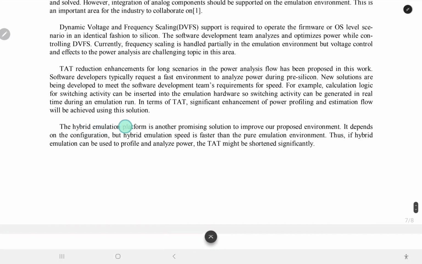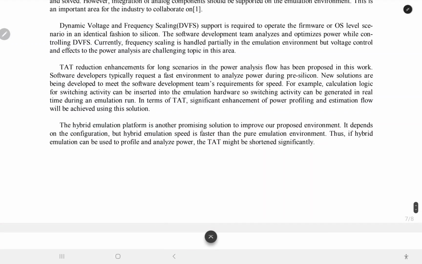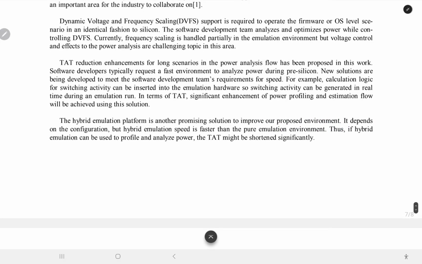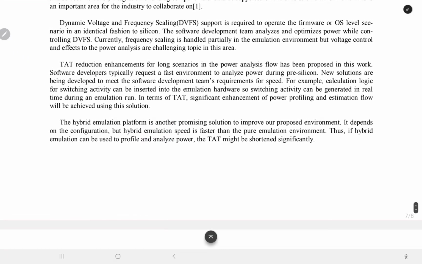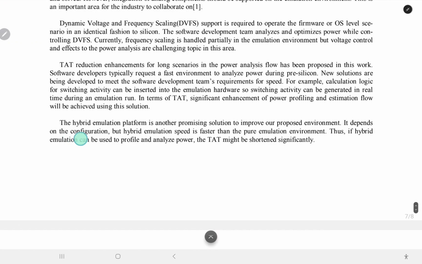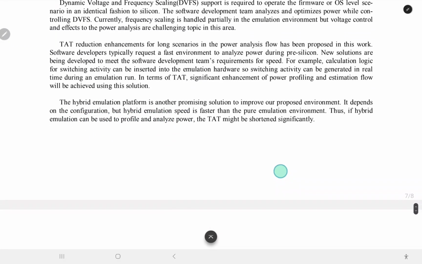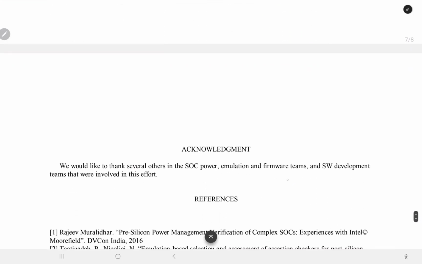The high-fidelity emulation platform is another promising solution to improve our proposed environment and expand the configuration. Hybrid emulation speed is faster than the pure emulation environment. Thus, if hybrid emulation can be used to profile and analyze power, the TAT might be shortened significantly.